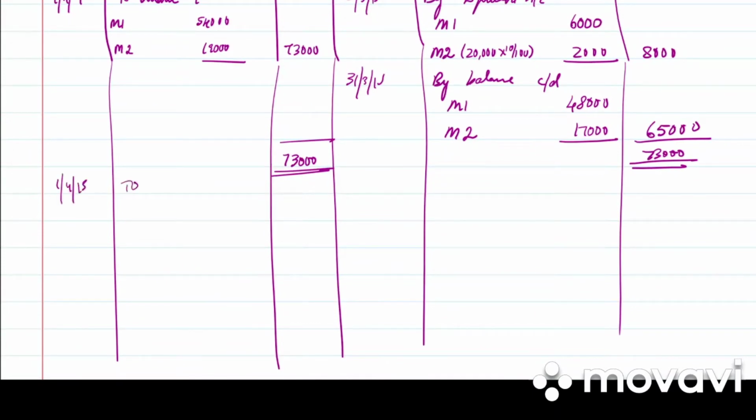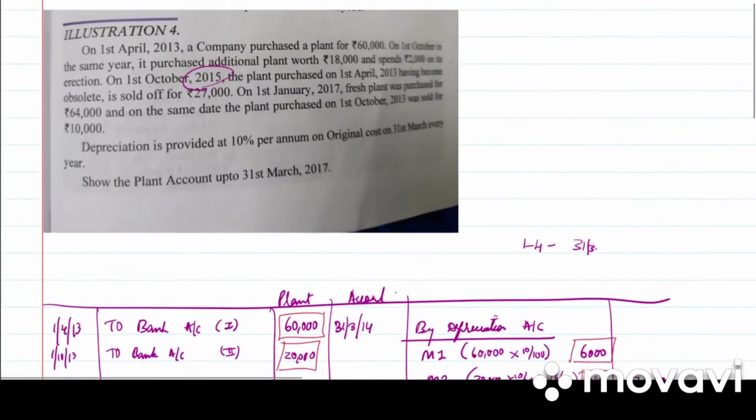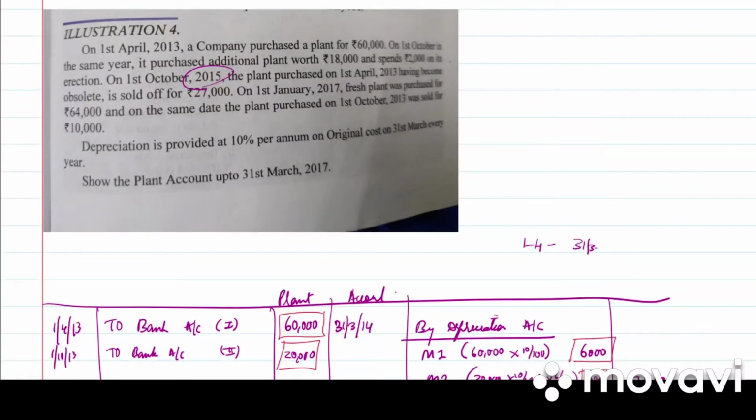1st April 2015, again to balance brought down, machine 1, machine 2: 48,000, 17,000, 65,000. On 1st October, the plant purchased on 1st April is sold for 27,000. So we purchased a plant on 1st April 2013 for how much? 60,000. And that we are selling off on 1st October 2015.